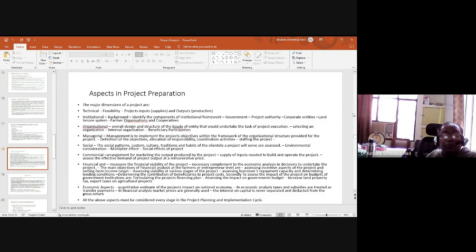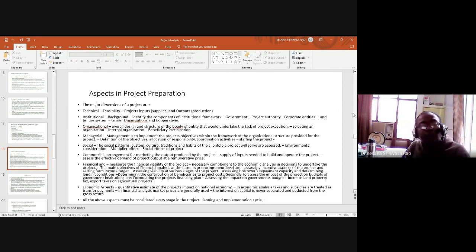Managerial: management is to implement the project objectives within the framework of the organizational structure which is provided for the project. Definition of the objectives, allocation of responsibility, coordination of activities, staffing the project. These are all things we have to see.